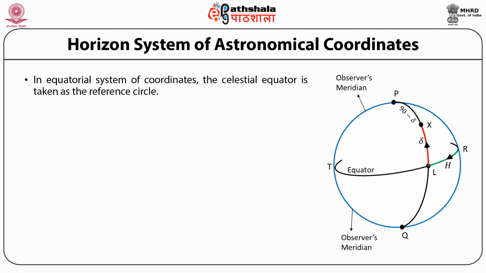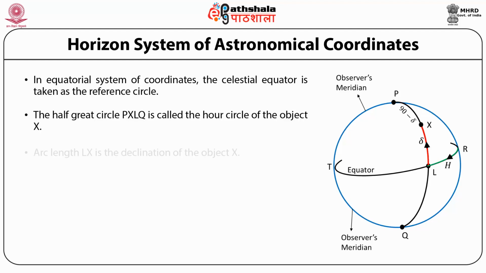To find the position of a celestial object at X, we first draw a half great circle from the poles. The half great circle PXLQ is called the hour circle of object X. It is called the hour circle because it measures the time elapsed since the object X crossed the observer's meridian. The arc LX, where L is the point of intersection of the half great circle and the equator, is the declination of the object X. So this is one of the coordinates of a celestial object.